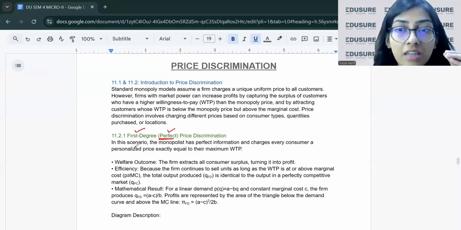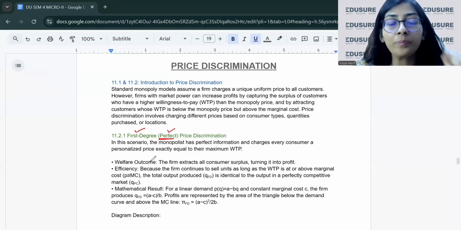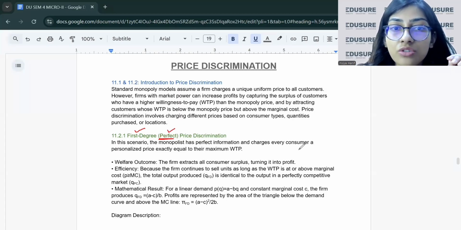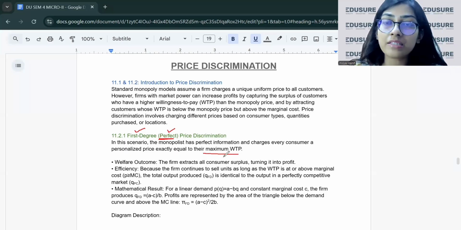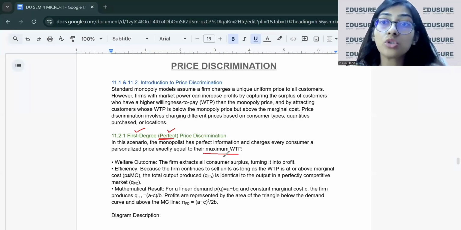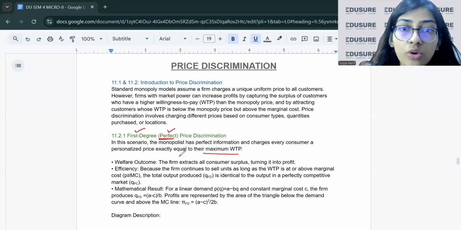Now, in this scenario, the monopolist has perfect information and charges every consumer a personalized price exactly equal to their maximum willingness to pay. Right? तो अगर मेरे पास मेरा willingness to pay है 50 rupees and आपका willingness to pay is 500 rupees, the monopolist will charge me 50 and the monopolist will charge you 500. Okay? तो जो भी consumer का willingness to pay होगा वो charge करेगा. Okay? So इससे क्या होगा?